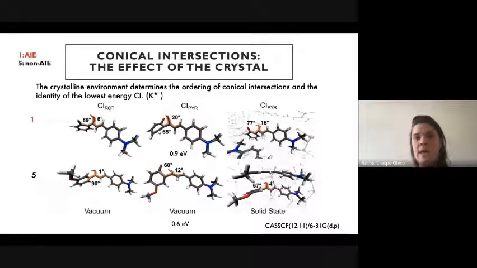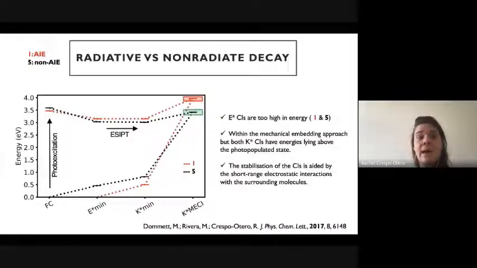So once you plot that, and again, we've done this with several levels of theory, you can see the main difference between the two systems. I'm taking here the two extreme cases: the case where we have aggregation-induced emission and the case where you don't have aggregation-induced emission. You can see that in both cases the conical intersections that you obtain will be higher in energy than the minima in the excited state.